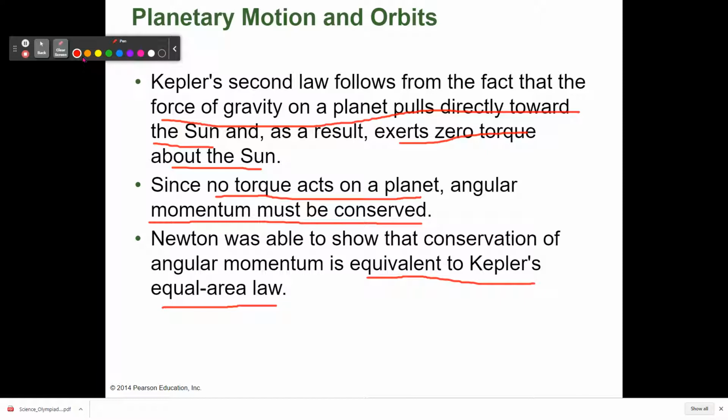That means there's no torque on the sun about the sun itself, because the sun is acting like the axis and the planet is revolving around it. So any area that's swept out in that particular space of time is going to be equal. And that's the same as saying its angular momentum is conserved.